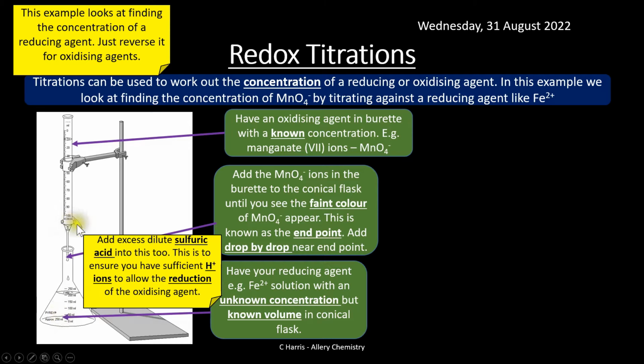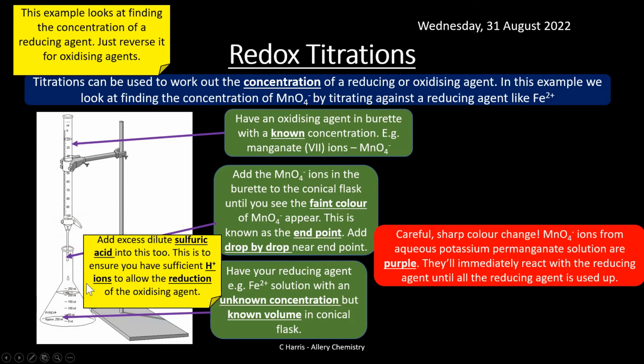Now practically when you do this, you add it very slowly as you're getting closer to it, drop by drop. You don't want to go over. So there's a sharp colour change. Your manganate ions from the aqueous potassium permanganate solution are purple, a lovely deep purple colour.